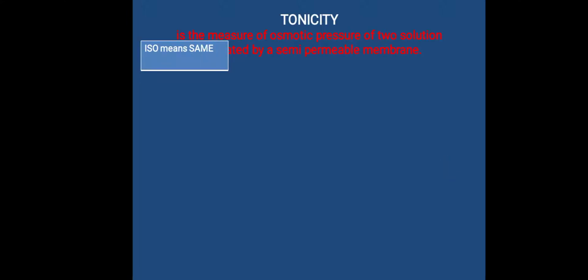Turgidity and flaccidity are two conditions that occur due to tonicity. Tonicity: iso means same, hypo means dilute solution, hypertonic means concentrated solution.